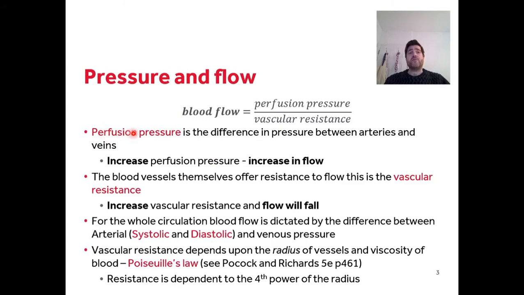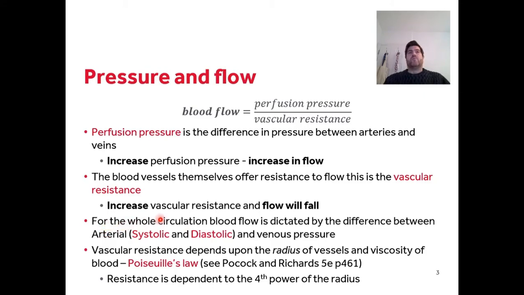As I said, perfusion pressure is the difference in the pressure between arteries and veins. An increase in the perfusion pressure, in other words, an increase in the pressure within the system, causes an increase in flow. It's the blood vessels themselves that offer the resistance to the flow, and that is the vascular resistance. So if vascular resistance increases, the flow will fall. If you constrict the blood vessels, you constrict the amount of flow that can occur.